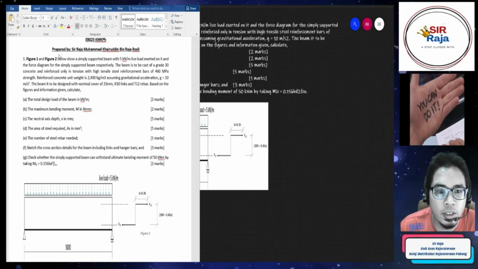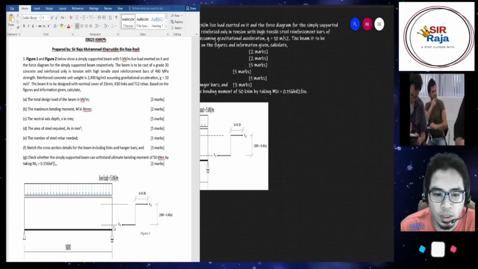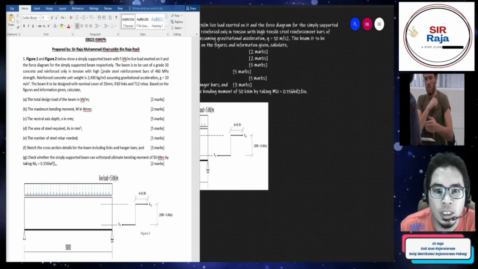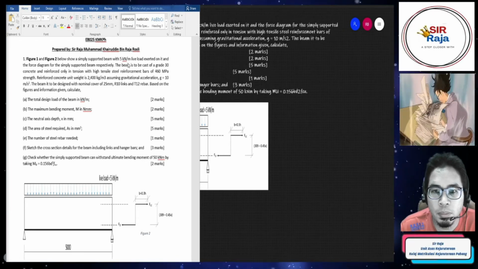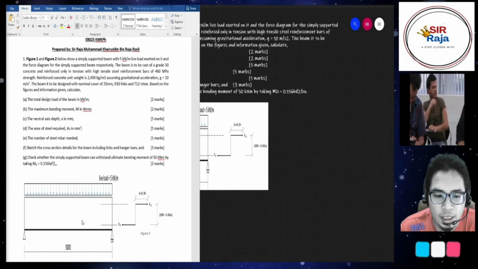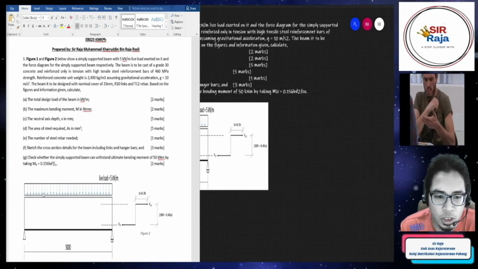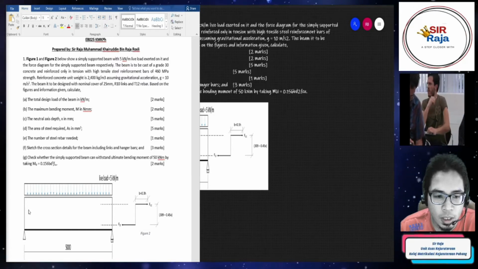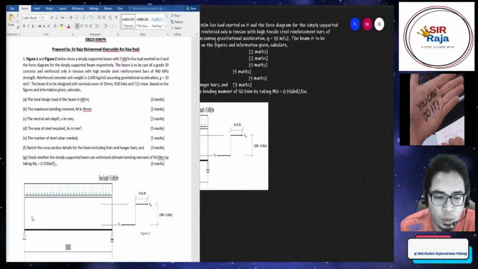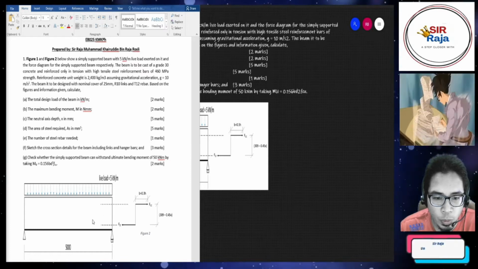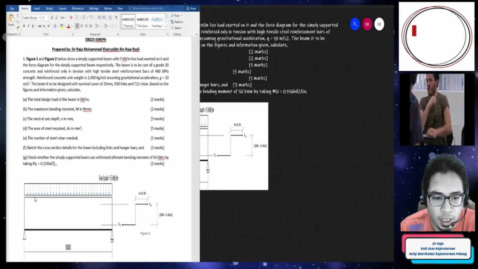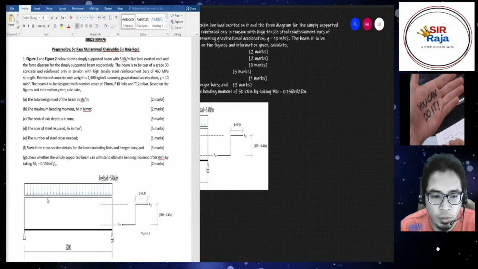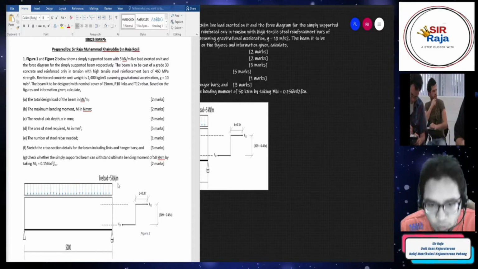Alright, so figure 1 and figure 2 below show a simply supported beam with 5 kN per meter live load. So this simply supported beam in figure 1 shows that we have live load as well. In our consideration, we have to check the self weight as the dead load, and then we also have to consider the live load, 5 kN per meter.